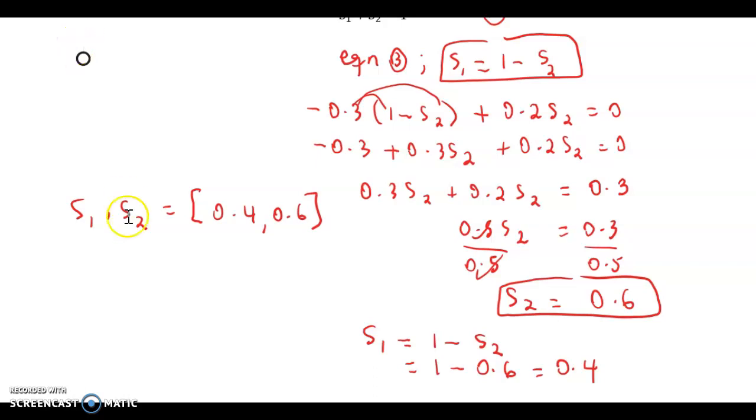All right, so that is how you solve this to find your stationary matrix. All right, thank you.